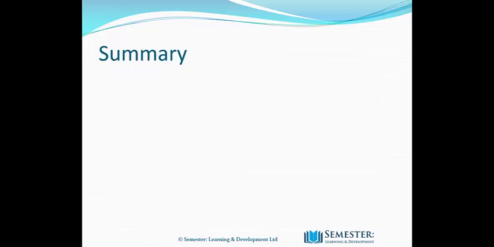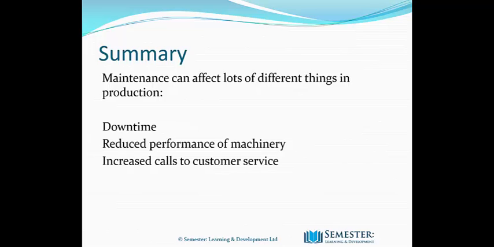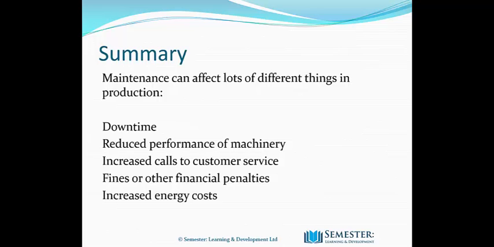So in summary then, maintenance can affect a lot of different things in production. It affects the downtime, reduced performance of machinery, increased calls to customer services, fines or other financial penalties, increased energy costs, and possible damage to other plant and machinery.